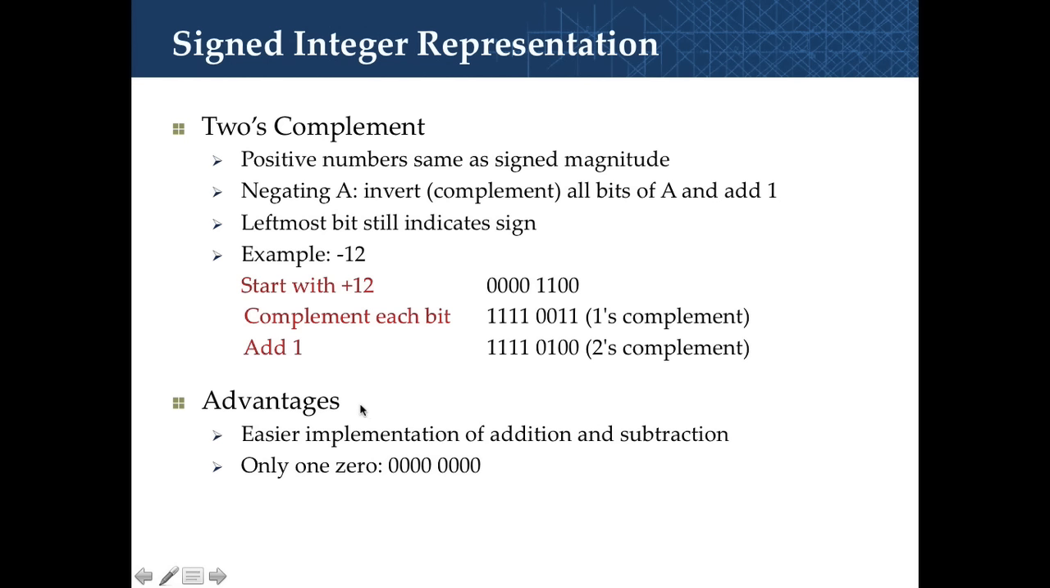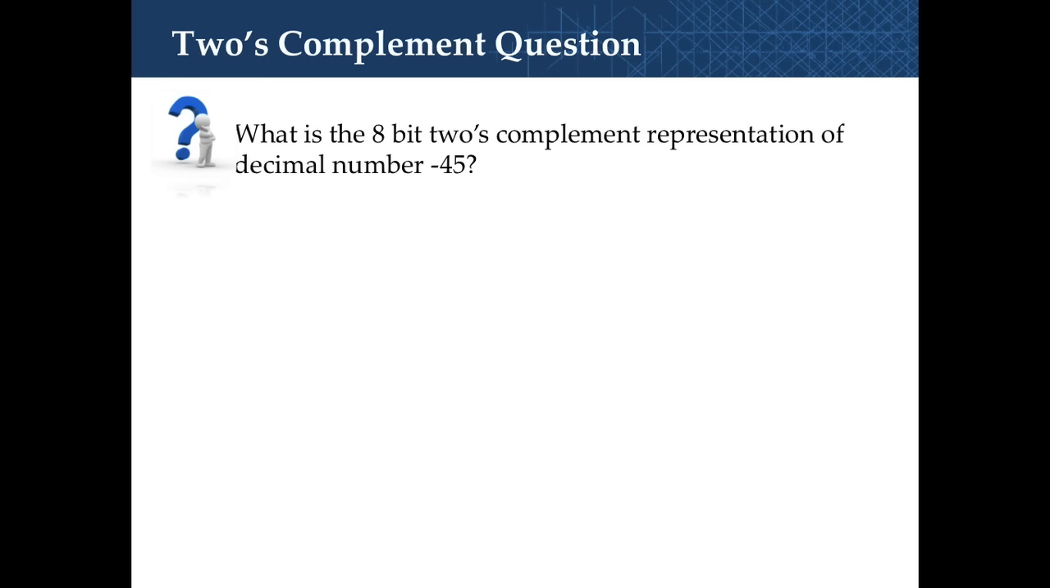This has a lot of advantages, or some advantages. First of all, it's much easier to implement addition and subtraction in computer logic with this kind of scheme. And there's only one number that represents 0, and guess what? It's all zeros, which sort of makes sense. So a twos complement question is, what is the 8-bit twos complement representation of the decimal number minus 45?